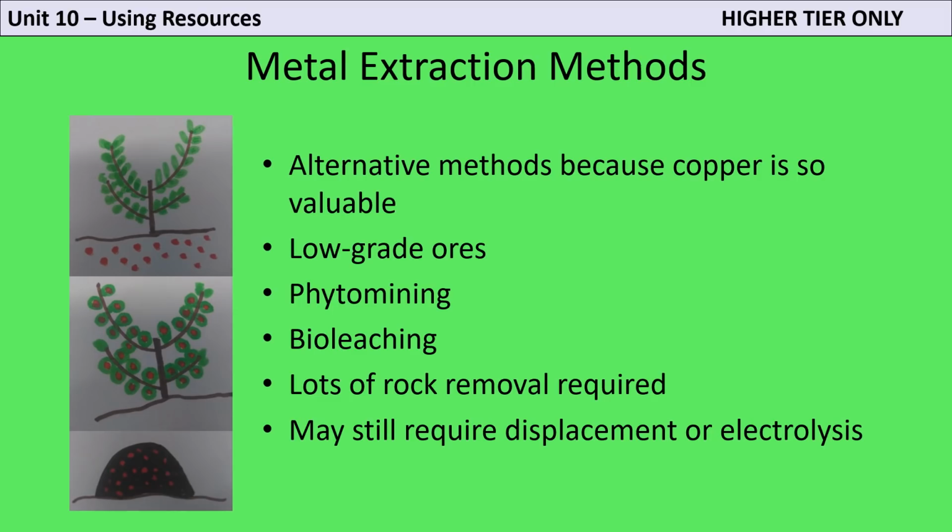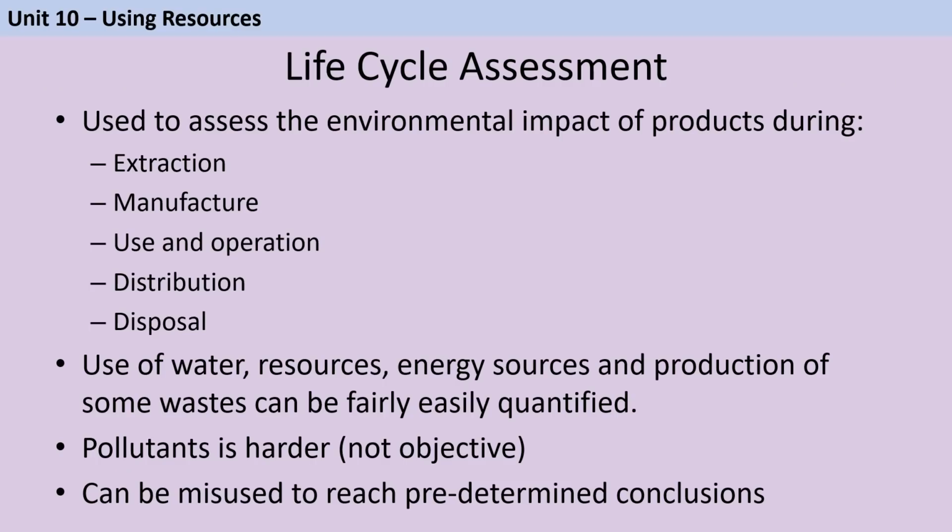Phytomining is also carbon neutral, and bioleaching has an advantage over traditional chemical leaching methods in that it doesn't involve nasty chemicals like cyanide. However, they tend to be quite slow, and it may still be necessary to remove lots of rock.